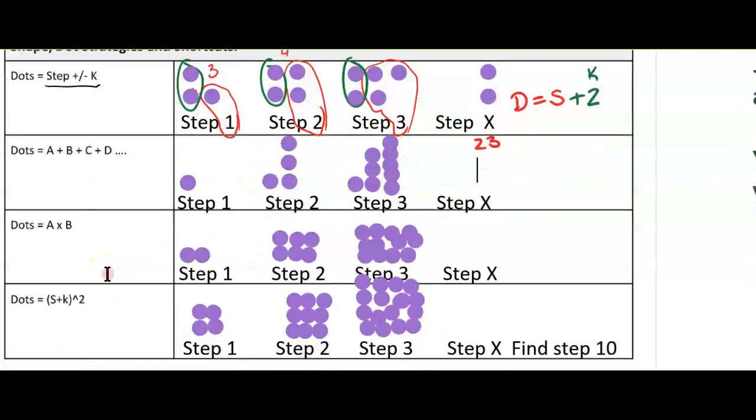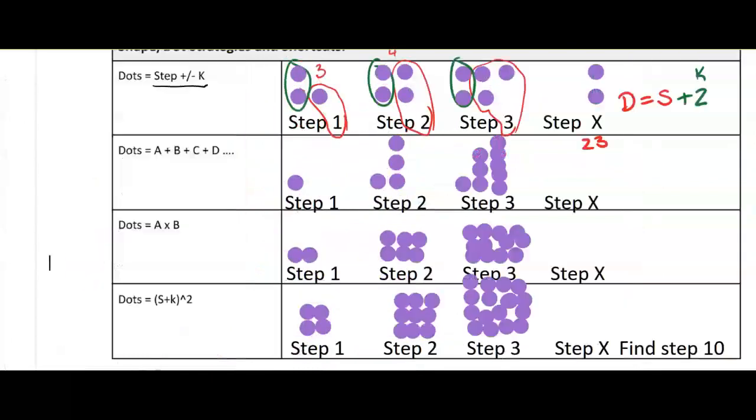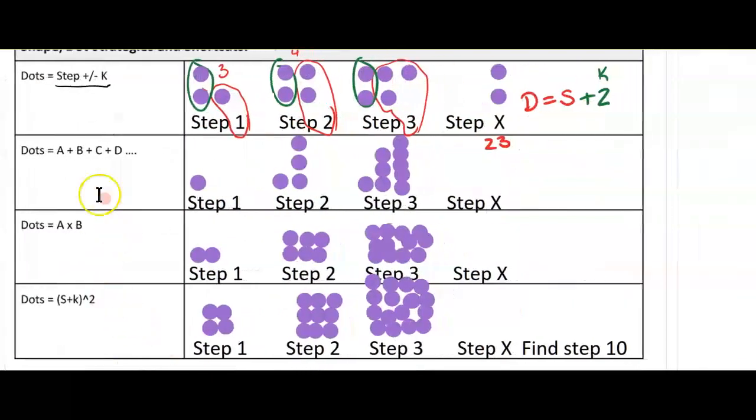All right, I call this next pattern my A plus B plus C plus D pattern. This is where we're seeing at each step we're adding an additional set of dots. So notice every step has this first single dot, and then starting in step 2, I'm adding this set of 3 dots, and then starting in step 3, I'm adding the set of 5 dots, and so forth.